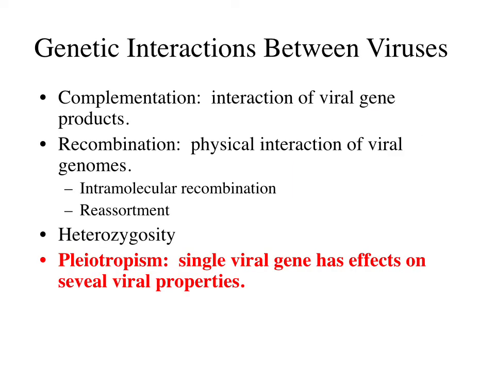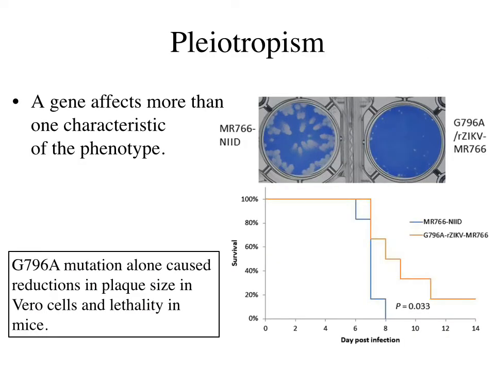Okay, and then we have pleiotropism. With pleiotropism, a single virus protein may have effects on several viral properties. Virulence is often affected. This is especially useful if an in vitro property can be tied to virulence in vivo. Then you can select for the attenuated strain without a lot of animal testing and just save that for the end of your studies. In this slide, we see an example of pleiotropism in Zika virus.